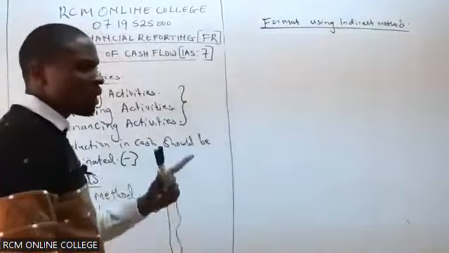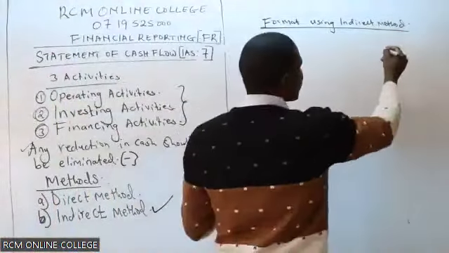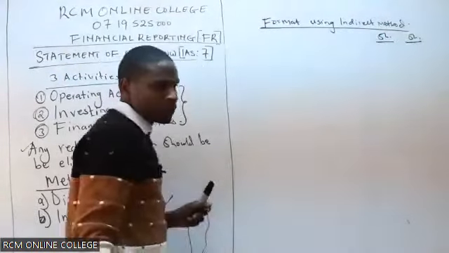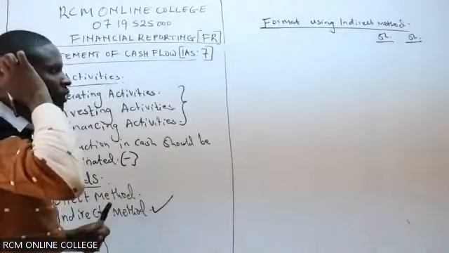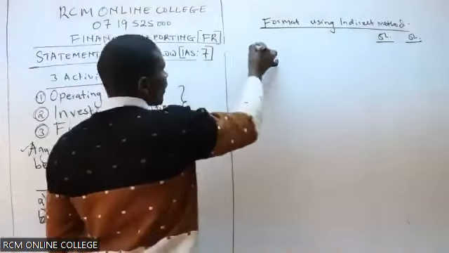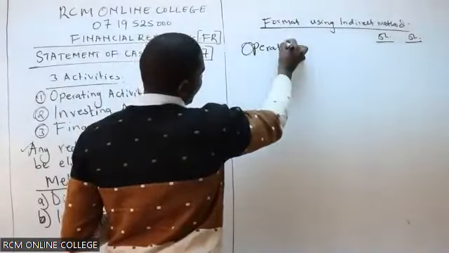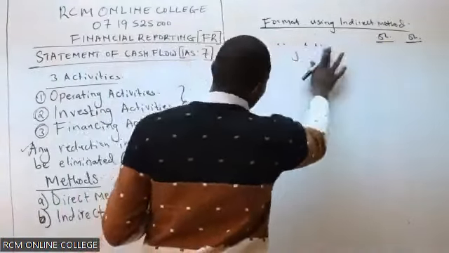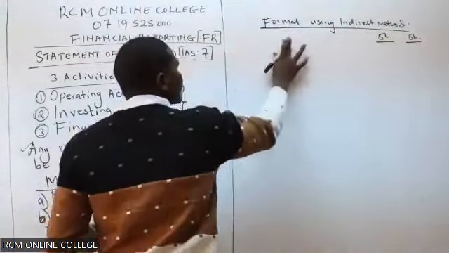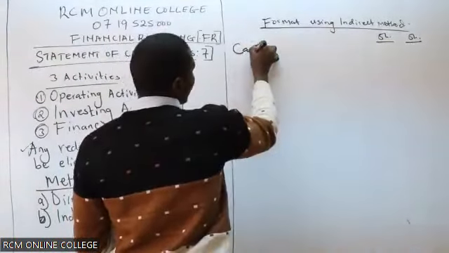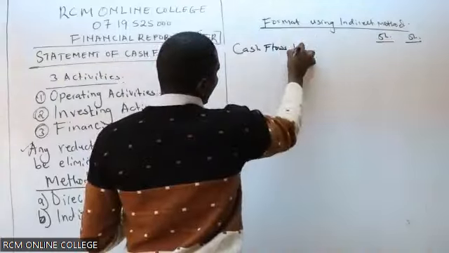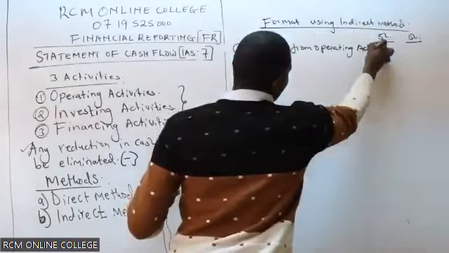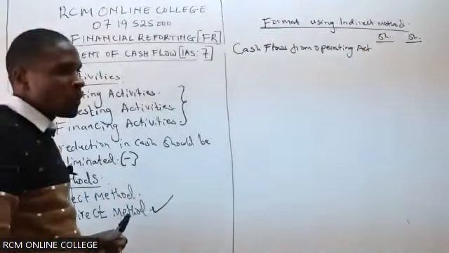Format using indirect method. Great. For the cash flow, I would advise that you use two columns. So we can have the two columns there, in shillings. The first activity is operating activities. That is cash flow from operating activities. It's good to state it. Let us just put it in that order. Cash flow from operating activities.